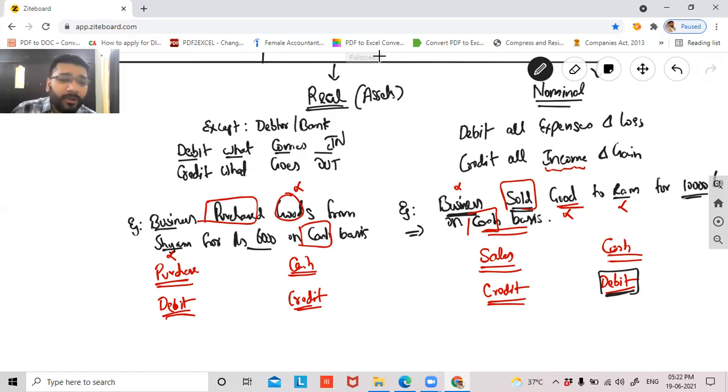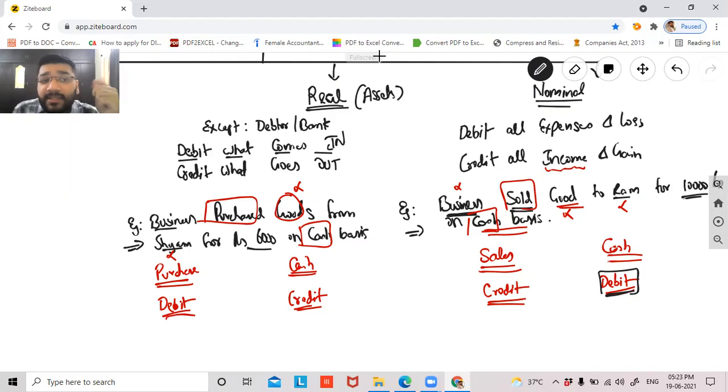Now let's talk about the next transaction, guys. We said that business purchases goods from Shyam for rupees 6,000 on cash basis. The two accounts that you identified are purchase and cash. So as per nominal rule, purchase is debited. Now cash, guys, you look up to real account. You look up to the real category. There it says that debit what comes in, credit what goes out.